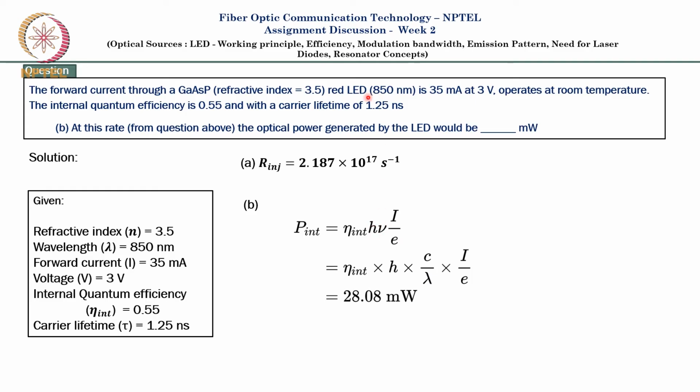Since this is given as wavelength, which is 850 nanometer, we are doing c by lambda, where c is the speed of light. So expanding this and substituting the values, we get the optical power generated as 28 milliwatt. This is the optical power generated by the LED. So we call it P internal. Now we will move to the third part.